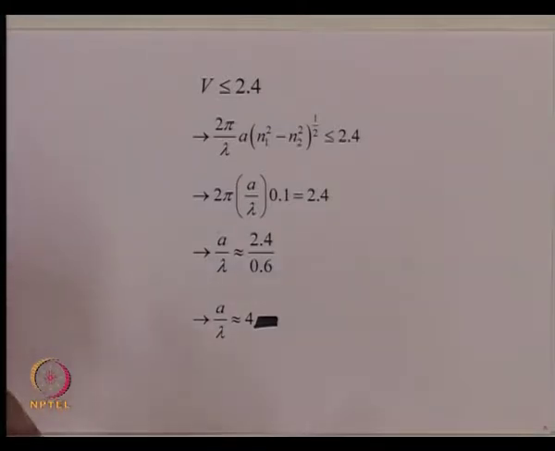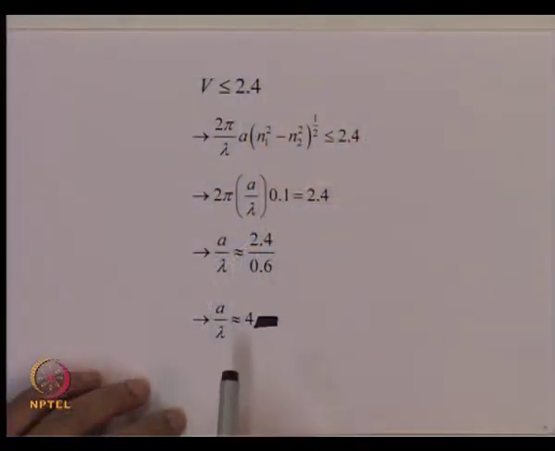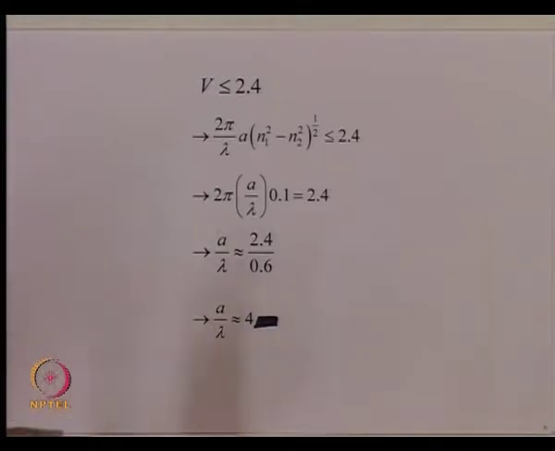If I consider typically an operating wavelength of 1 micrometer, we saw that there are windows at 800 nanometer, 1300 nanometer or 1550 nanometer. That means in terms of microns, it is 0.8 micron, 1.3 micron or 1.55 micron. If I take, just for a rough calculation, lambda equal to 1 micron, then the radius of the fiber should be less than 4 micrometer. Then only the fiber will be a single mode optical fiber.